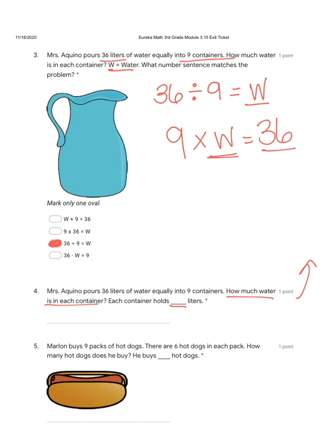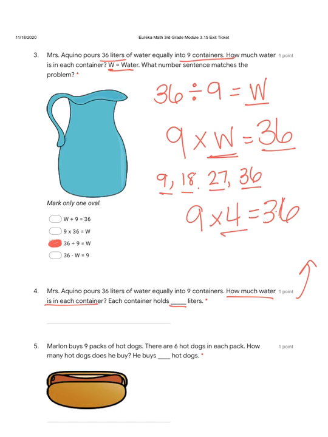So we're going to count by 9s. We have 9, 18, 27, 36. So that's 1, 2, 3, 4. 9 times 4 equals 36. So the value of W is 4. So each container holds 4 liters.